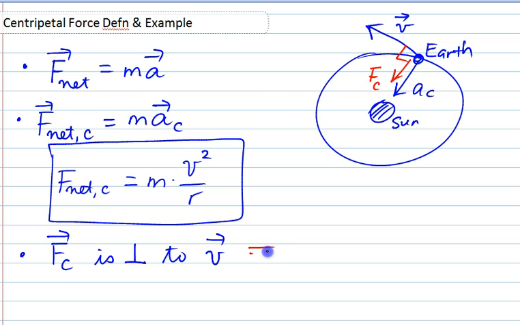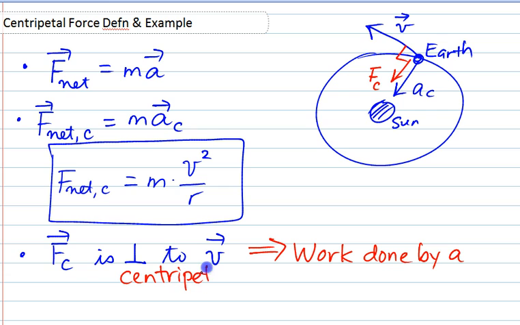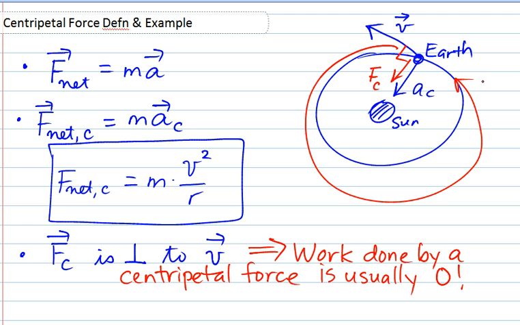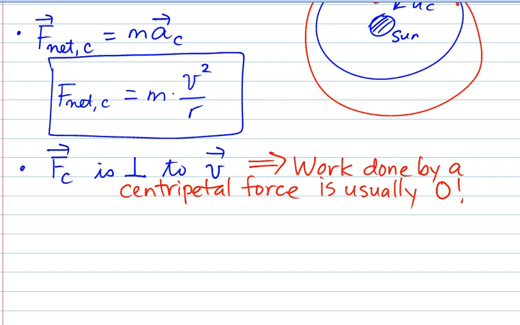And so what this means is that the work done by a centripetal force most of the time is zero. And believe it or not, this even applies to things like friction. Because if you're going in a complete circle, then the work is zero for a complete loop. That's a horrible circle. Okay.